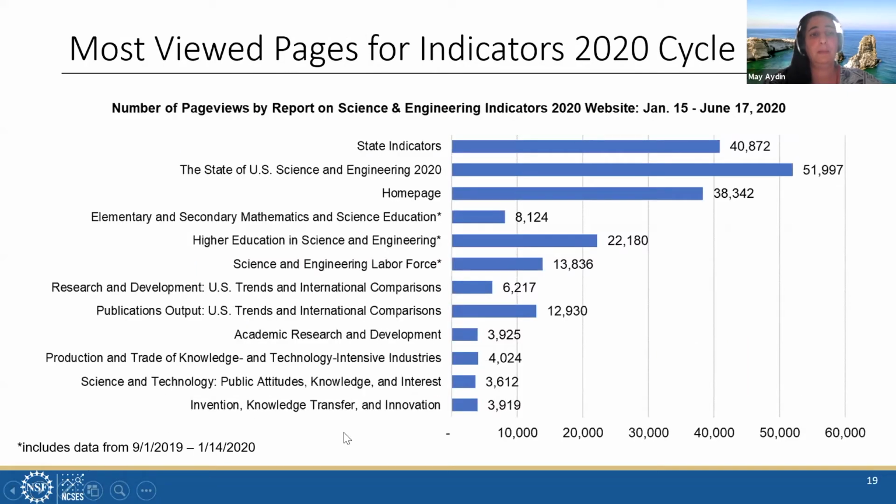This slide talks about the most viewed pages for 2020 so far. I think we have data up until mid-June of this year. You'll see a really telling story about the impact of the State of U.S. Science and Engineering 2020 Summer Report. State Indicators was also surprisingly extremely popular. I think there's a lot of really great information here that can help shape the thinking around some of the content, some of the reports, and what we can do to improve and progress as we move forward into the 2022 cycle.